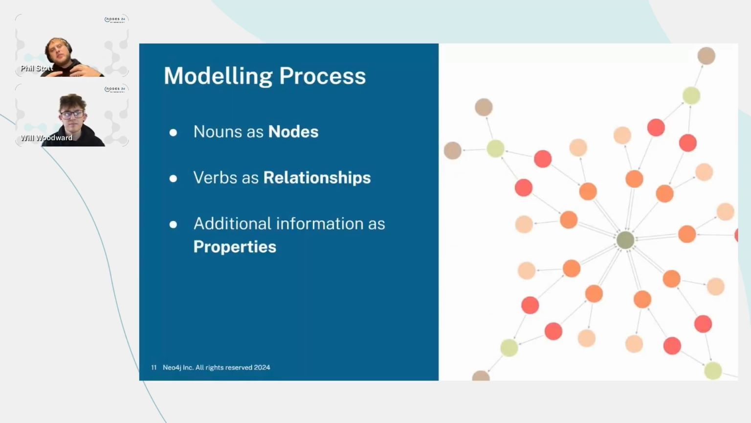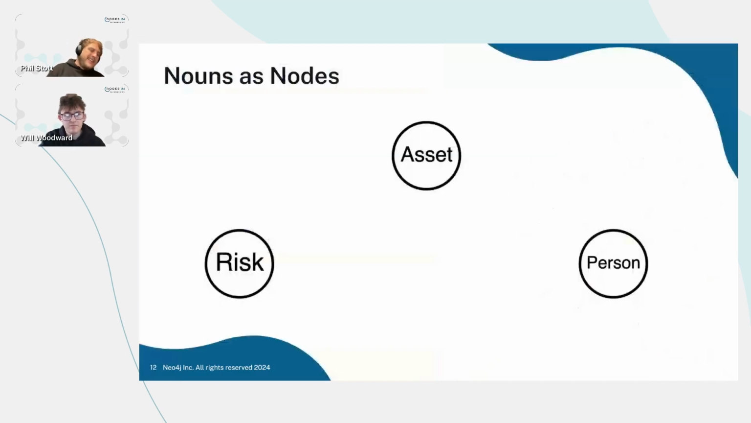Then beyond that, we start thinking about things, and quite often I summarize this as nouns as nodes. The concepts, the objects, the things we talk about, they become nodes in the graph. These are the vertexes. Then we have verbs as relationships. So the actions, the way these objects and concepts and things interact, those are our verbs. These are reports, effects. These are relationships. And then our additional information. So when we talk about an asset, what asset? When we talk about a person, what person? Those become properties.